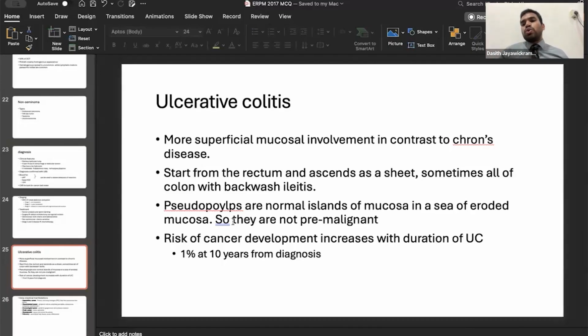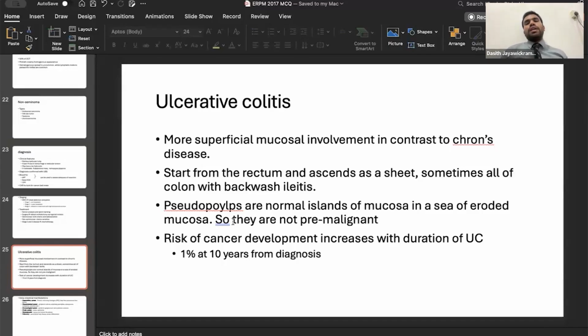Pseudo means something false, not true. That is why it's called pseudopolyps. They are not polyps. They are just islands of normal mucosa that have not been affected by ulcerative colitis, normal islands of mucosa in a sea of affected mucosa. So is normal mucosa a premalignant lesion? No, it's just normal mucosa. So premalignant, no, that is false.